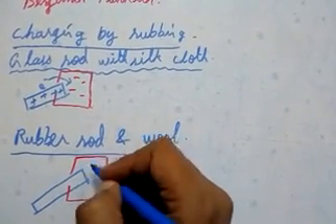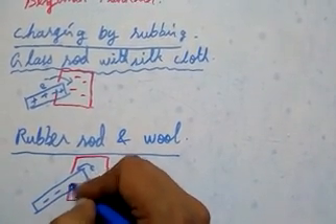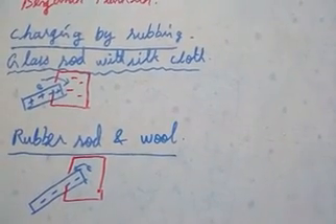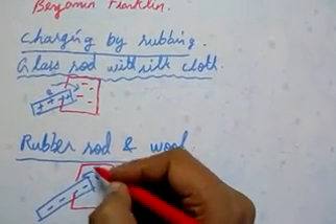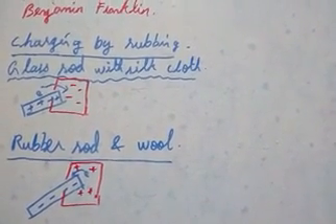So the rubber rod will gain electrons from the wool. So rubber rod becomes negative and the wool will become positive. Okay. So this is called charging by rubbing.